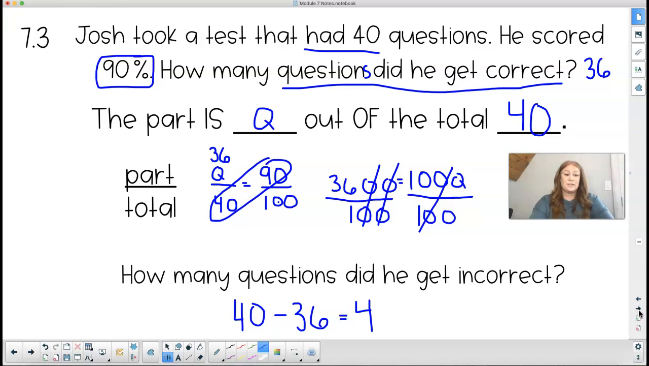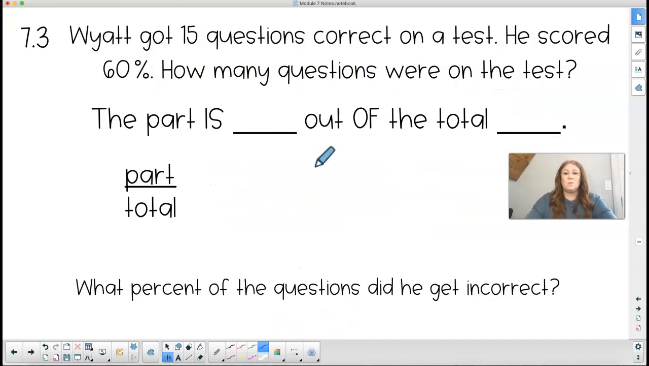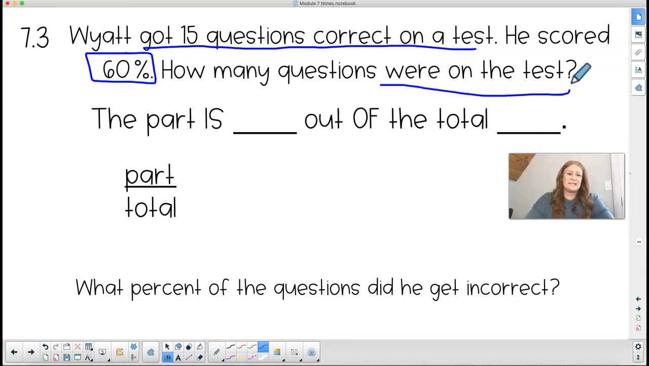So let's try one more story problem here. So this says Wyatt got 15 questions correct on a test. So this is how many he had correct. He scored 60%. How many questions were on the test? So we need to think about, what does this 15 mean? He got 15, and we're looking for how many questions were on the whole entire test. So this time we do not know the total. We're looking for the total.